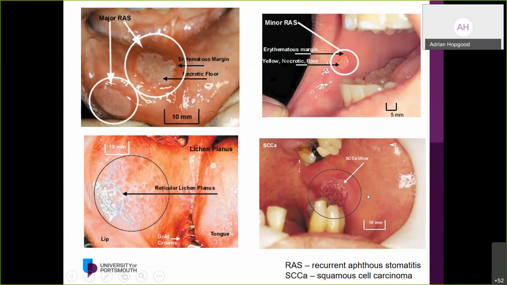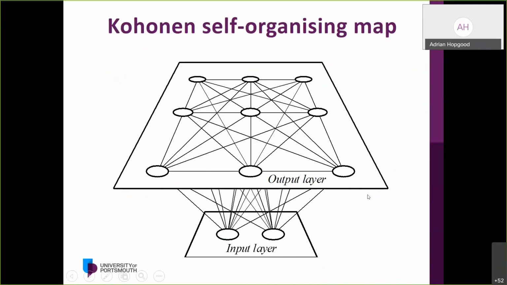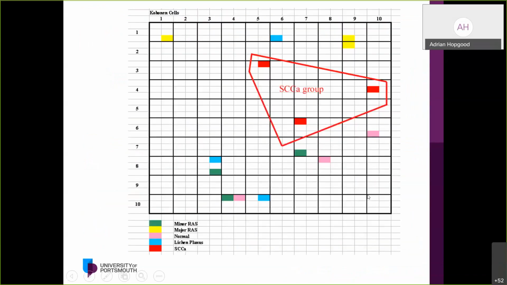But nonetheless, we used a multi-layered perceptron, which looked like this, and a Kohonen network, which looked like this, and we were getting some pretty good clustering with the Kohonen network of the cancerous group, but we were not getting an accurate multi-way classification of all the different types, which is what you really need to have something that's robust.